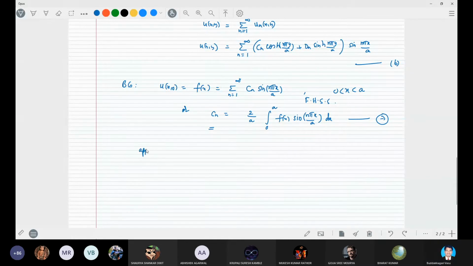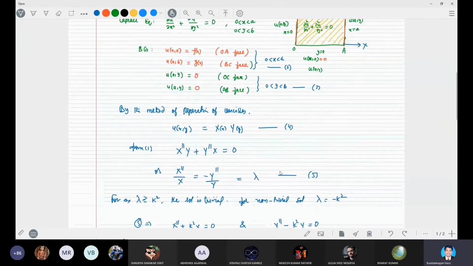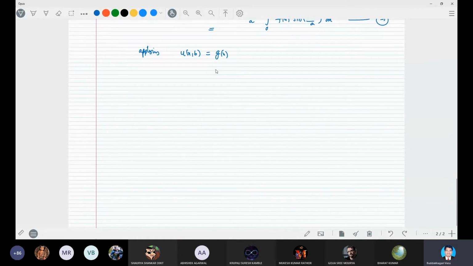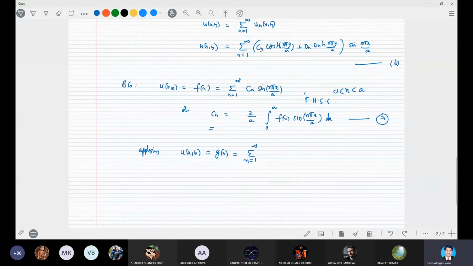Also, using the other boundary condition, applying u(x, b) = g(x). What is the other boundary condition? u(x, b) is equal to g(x), which is the sum from n equals 1 to infinity. You have already obtained Cn. Now Dn is to be determined by putting y equal to b in this sixth equation, applying the boundary condition.